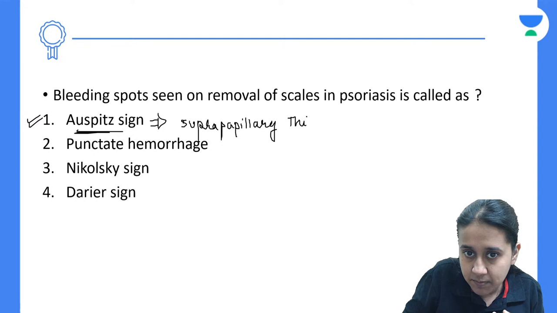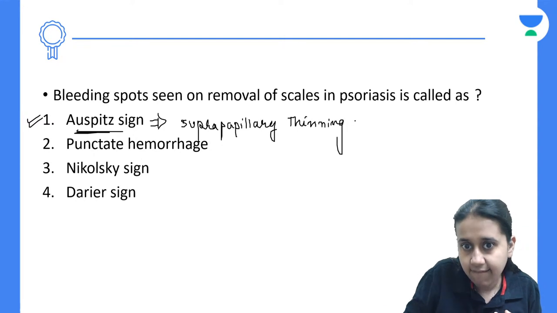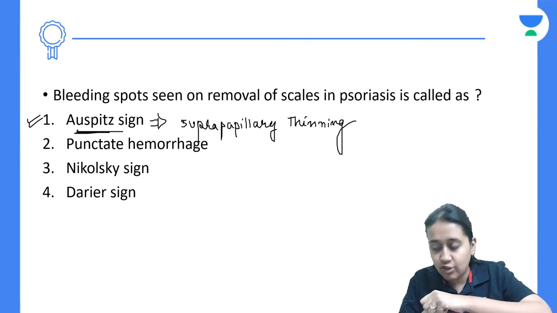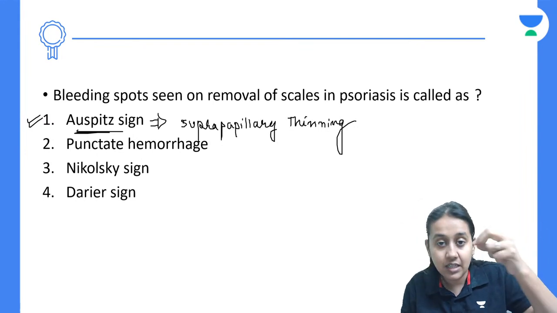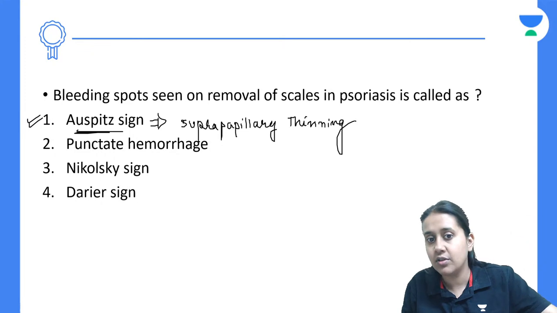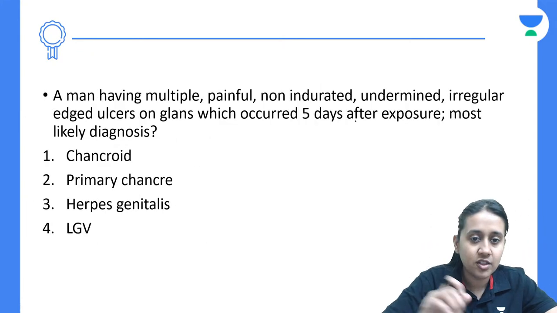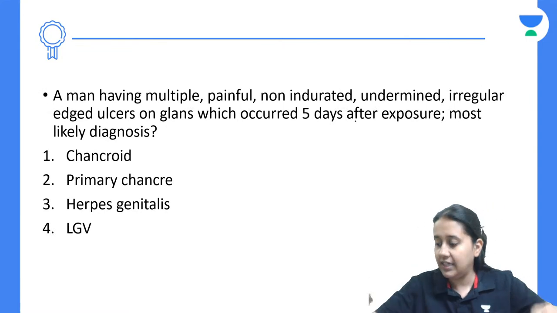The epidermis which is present above the dermal papilla is so thinned out that when you remove the scale, the above epithelium, or the epidermis, is also removed, and this will give rise to pinpoint bleeding spots.